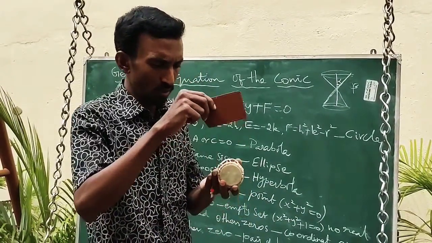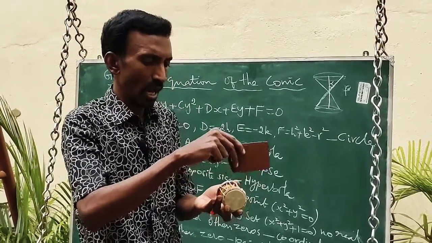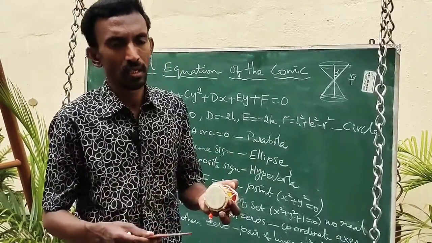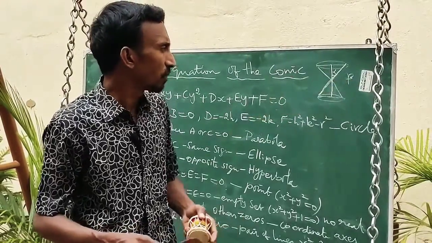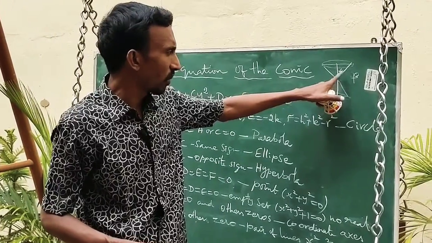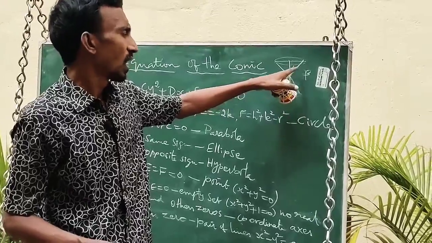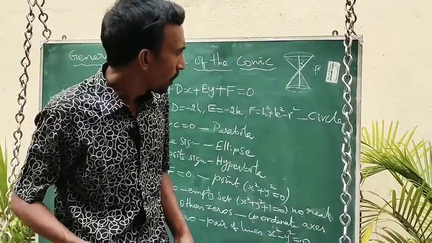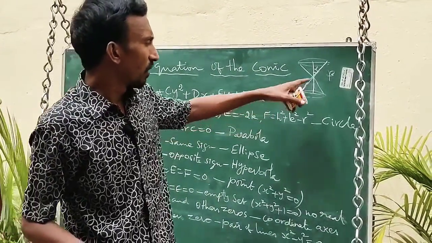Suppose we intersect this plane perpendicular to the cone axis, that is, we cut vertically opposite to the axis. We get a circle. That means beta equal to 90 degrees gives a circle. Second, if beta is less than 90 but greater than alpha, we get an ellipse.